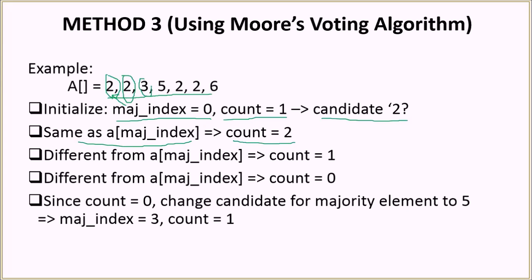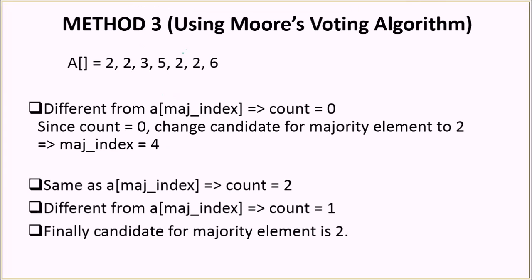Now we come at 3. Well, this is different, so we decrease the count to 1. Now we come here again, 5 is also different than 2. So we decrease the count to 0. Now since count has become 0, we'll change the candidate for majority element to 5. So this becomes our new candidate, and the majority index becomes 3, starting from 0, 1, 2, 3. The count is also reset to 1.